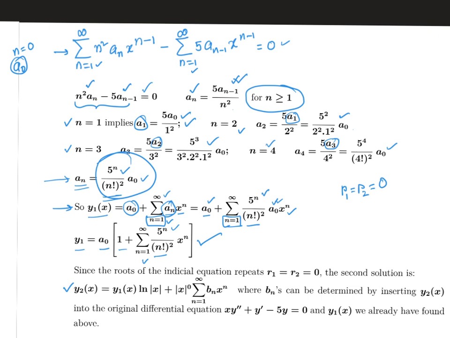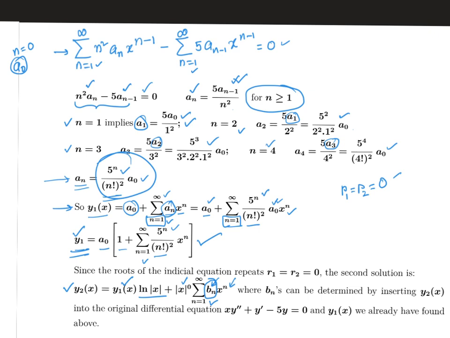So the second series, y sub 2 of x. We found y sub 1 of x, right? So y sub 2 of x is going to be equal to y1 of x, which we already found here, times ln of absolute value of x, plus absolute value of x to the power 0, because the roots are 0, which is basically 1, times summation n equal to 1 to infinity b sub n x to the power n. Now, in this equation, you know everything except these b sub n's. We need to find the b sub n's.